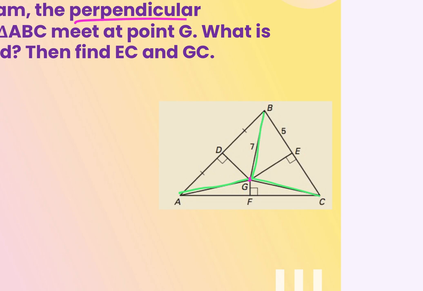If it wants you to find EC, I also know these are congruent, so this would be 5, and EC would be 10. And it wants you to find GC. All of the parts that we highlighted before in green, or the ones connecting the center to the vertex, are congruent, so GC is 7.